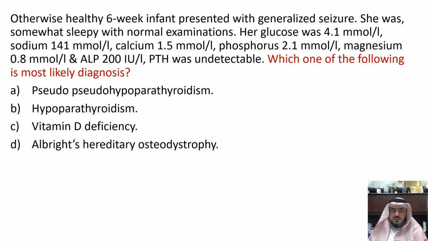Vitamin D deficiency here is wrong. Why wrong? Because in vitamin D deficiency we should have high alkaline phosphatase and high parathyroid hormone, secondary hyperparathyroidism, the opposite of what we have in the question. So the right answer is B, hypoparathyroidism.